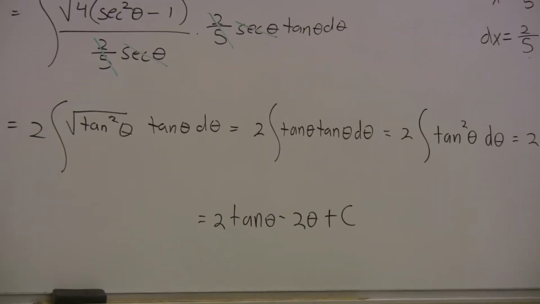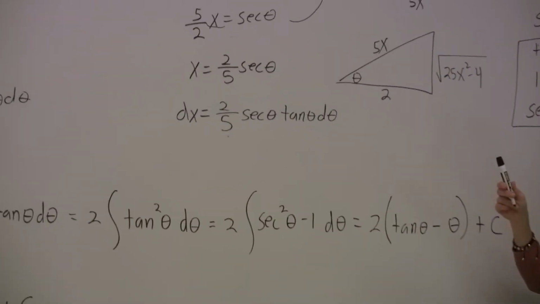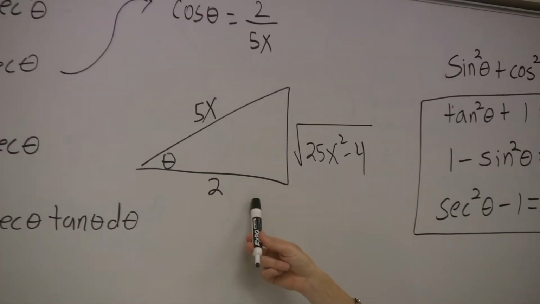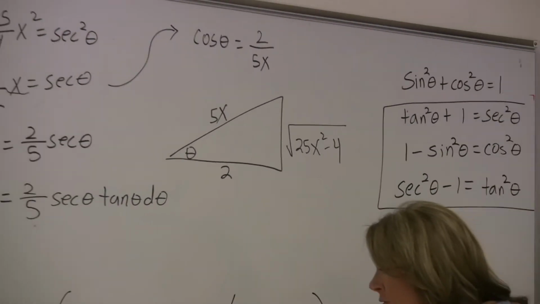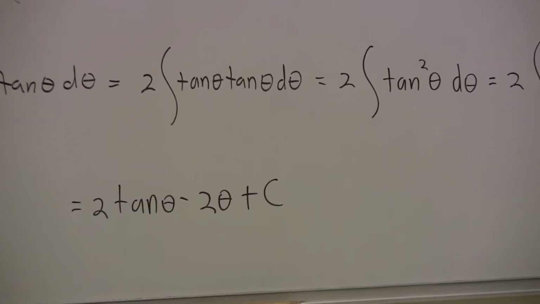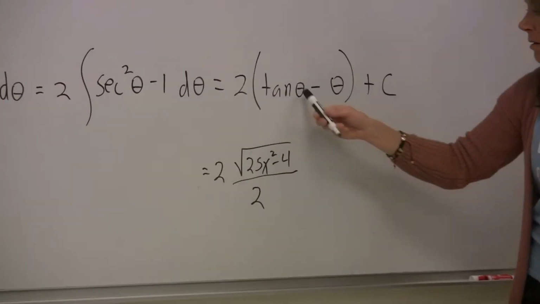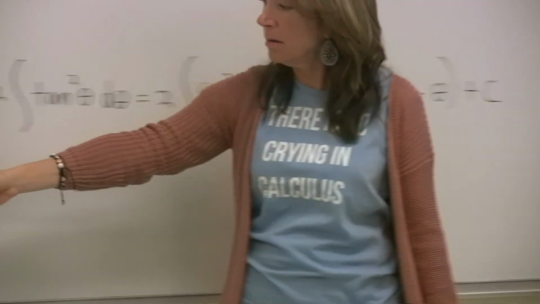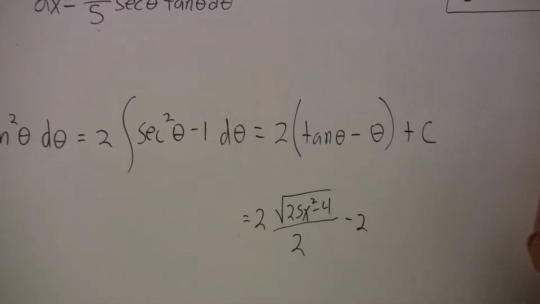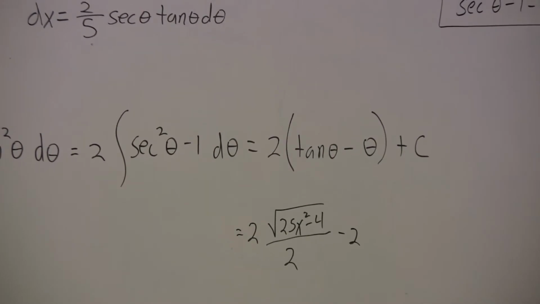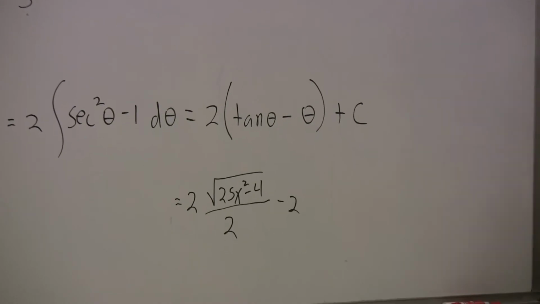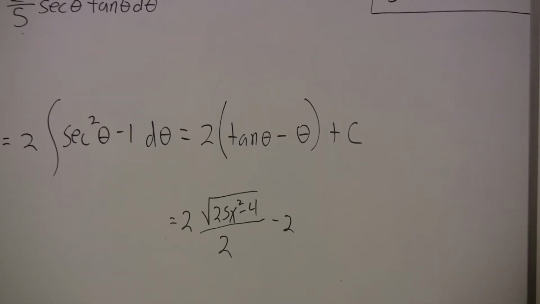Here's theta. What's the tangent of that angle? The opposite over the adjacent, right? So 2 times the square root of 25x squared minus 4, all over 2. That's this part. Minus 2 times theta. Uh-oh, just the regular old theta. What is theta? Can you try to find arc cosine and that stuff?